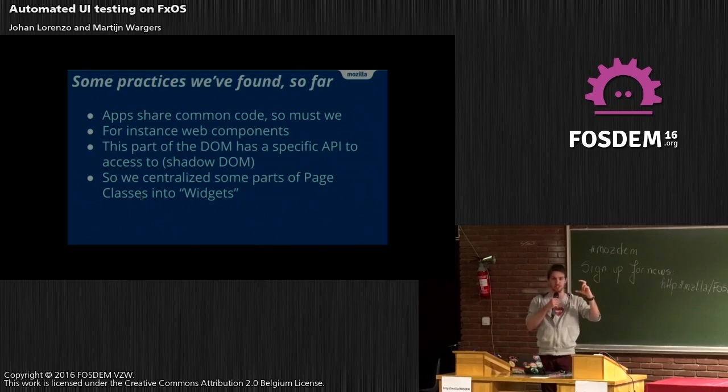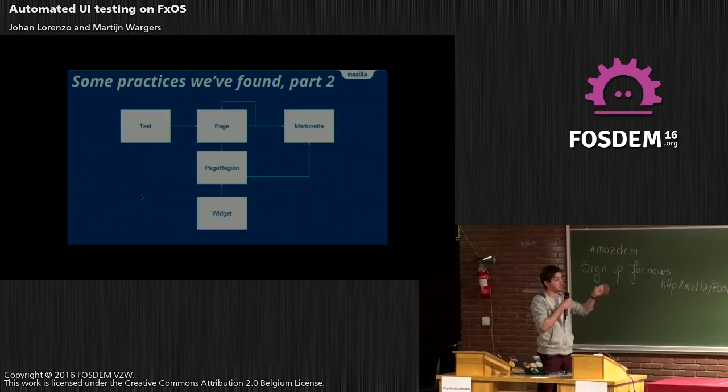So you have to change the root element in order to see exactly what's embedded in this web component. So we started to specialize the page class into page regions, like it's done regularly in websites, and we also started to add a class for every single widget that is shared all across the OS.